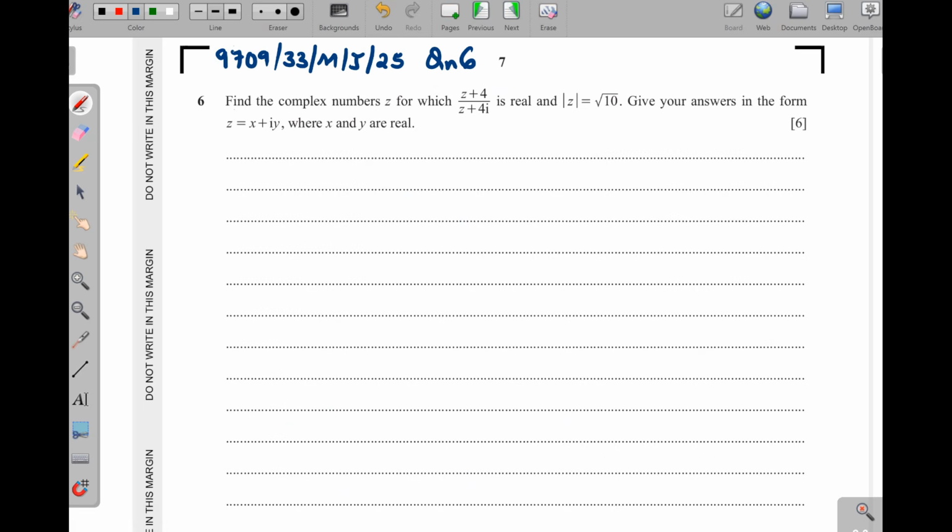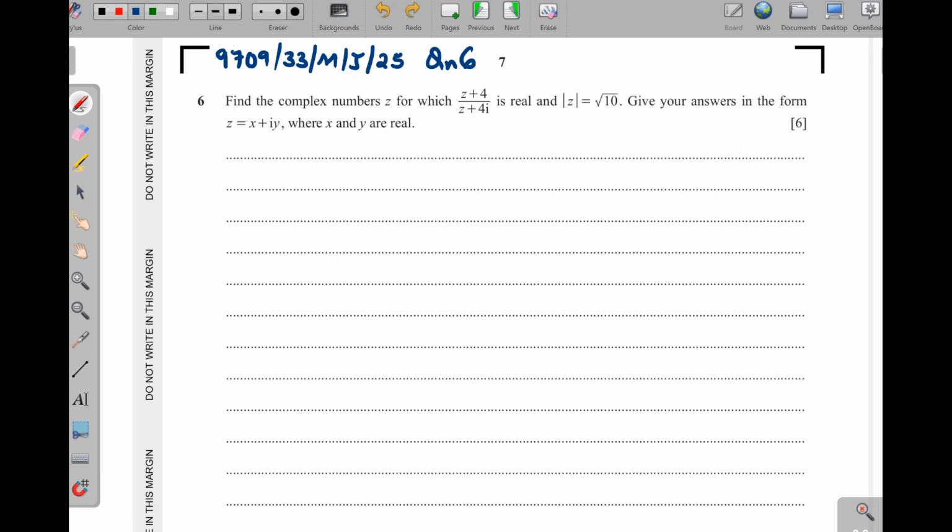To 0. Question 6 is again coming from complex numbers. Find the complex number z for which z plus 4 out of z plus 4i is real, and the modulus of z is equal to 10. Give your answers in the form z is equal to x plus iy, where x and y are real.